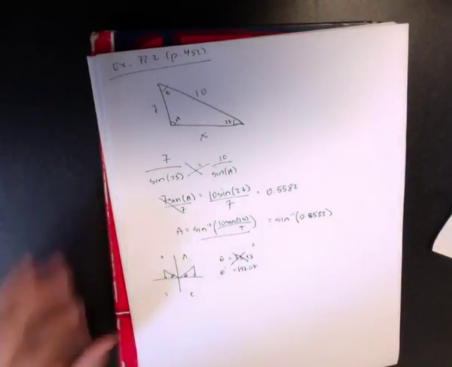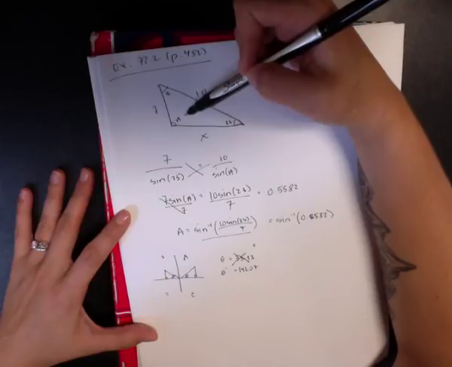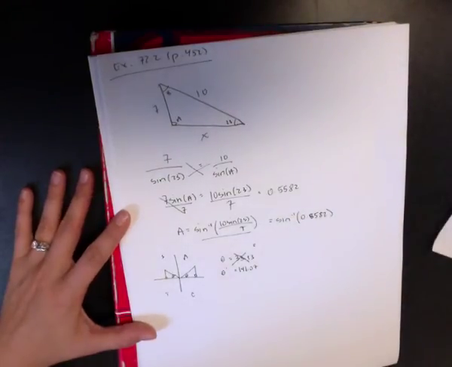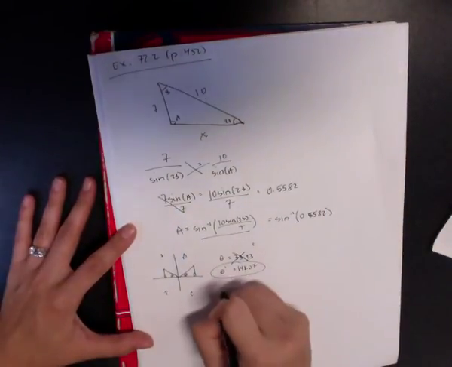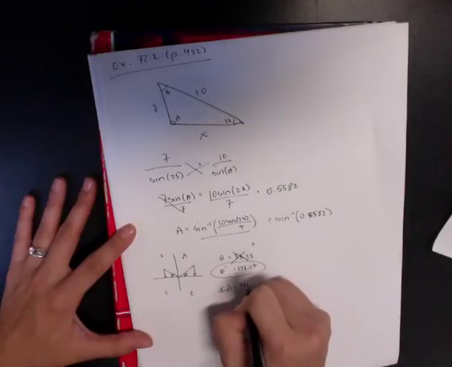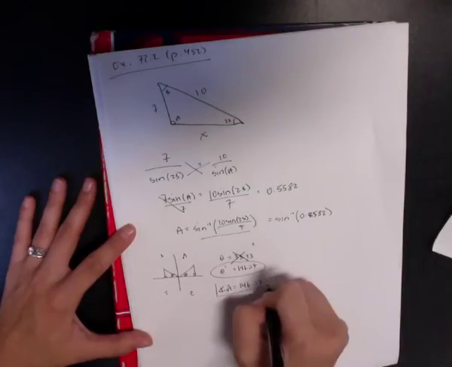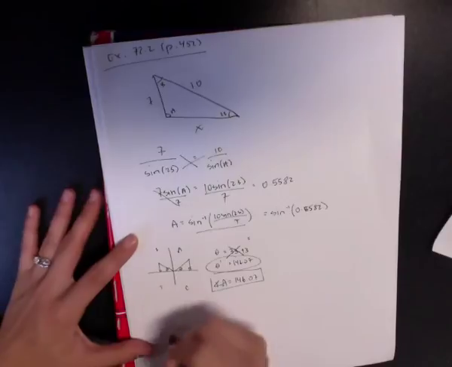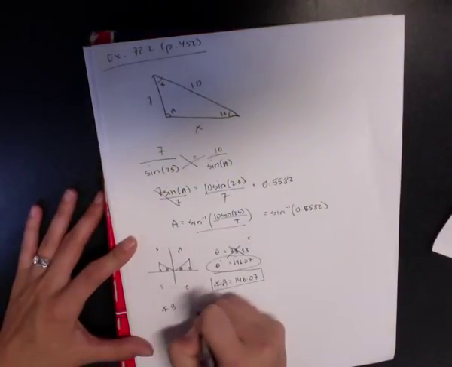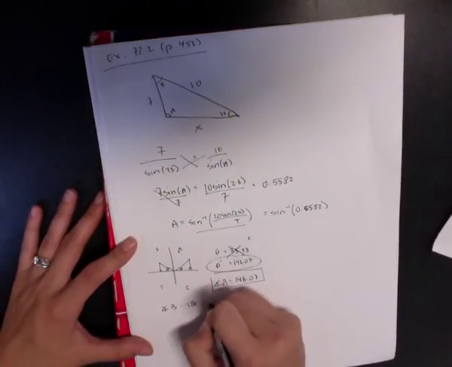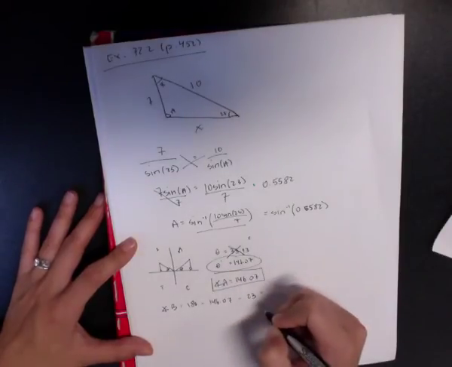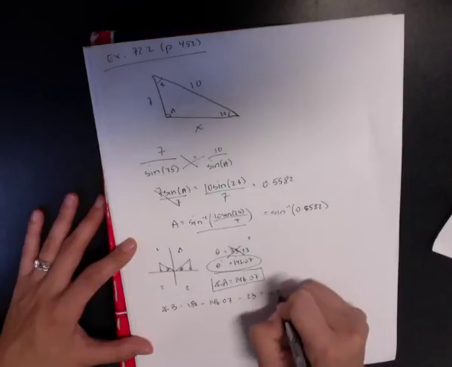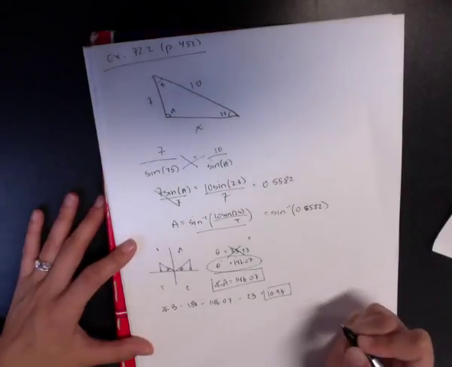This is the ambiguous case this time because if I notice my angle A up here is an obtuse angle. So this is the angle that I choose. So angle A is 146.07. And now I can do the same process to find angle B as we did in the last example. 180 minus 146.07 minus 23. That will give me that angle B is 10.93 degrees.